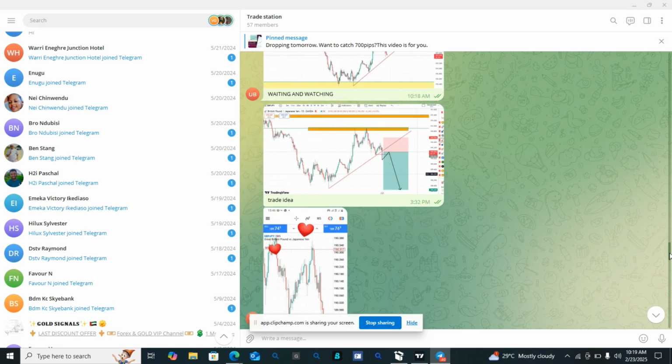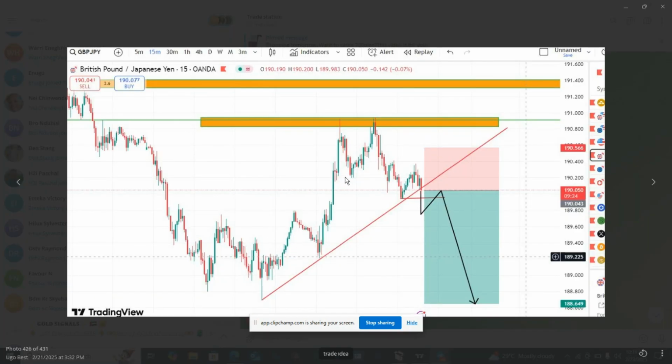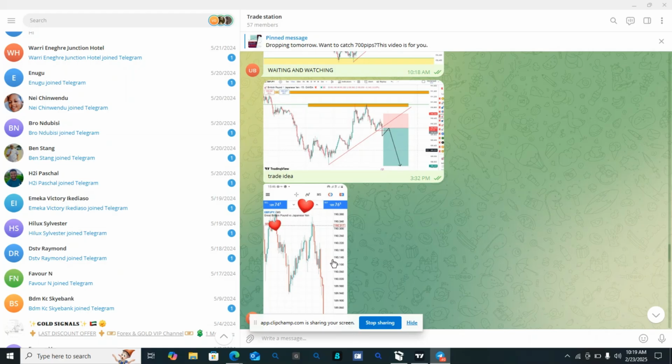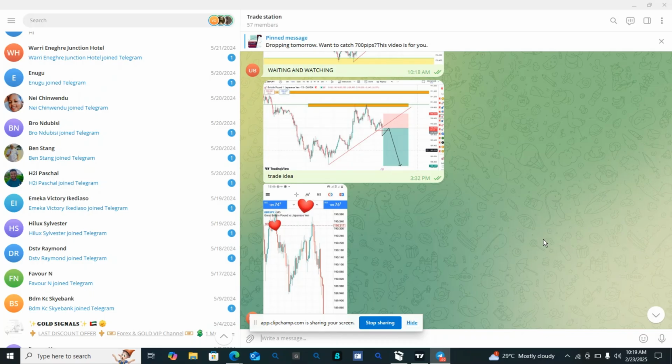Okay. All right. So this was the thread. You can see it here. This was when I was hoping for the second entry, but the first entry came in around this zone. And this is the entry actually. You can see it. I entered GBPJPY at 190.317. That was the price level I entered this trade at. So I was holding it.